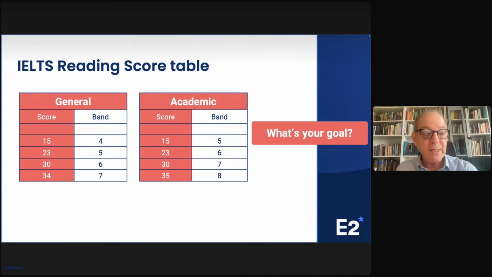What's good to know is that if you get 35 and above in IELTS academic, you're going to get an 8, which is what you want, 35 out of 40. If you get 34 and above in general, you'll get a 7. So you're aiming for the highest grade possible. There's no reason why you wouldn't. Even if you need a 7, you're going to aim for the highest grade possible.